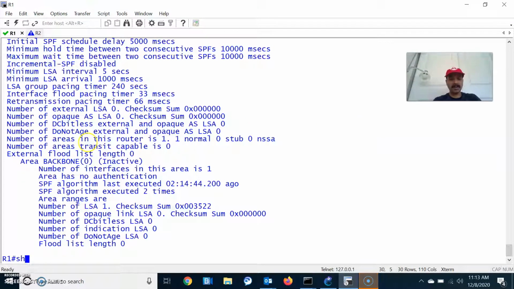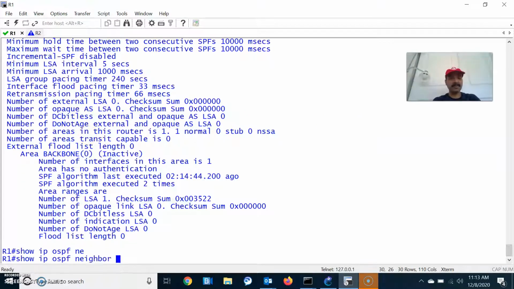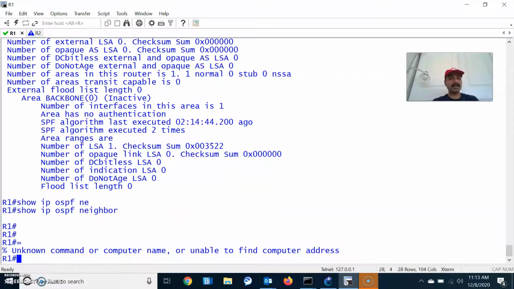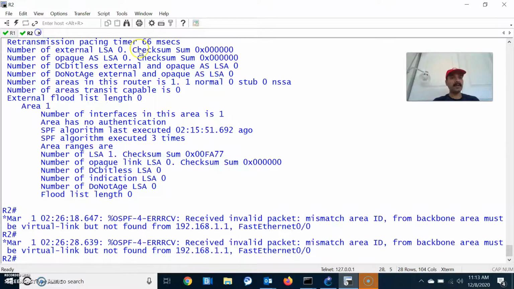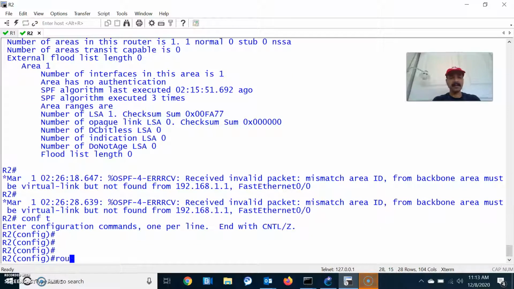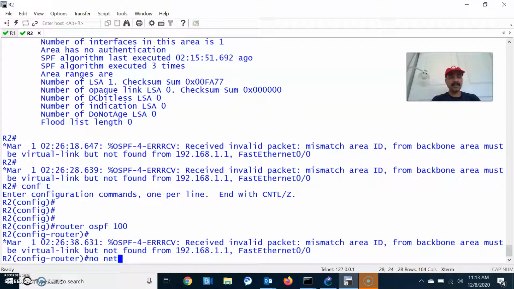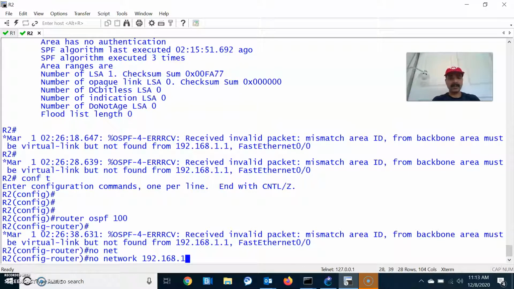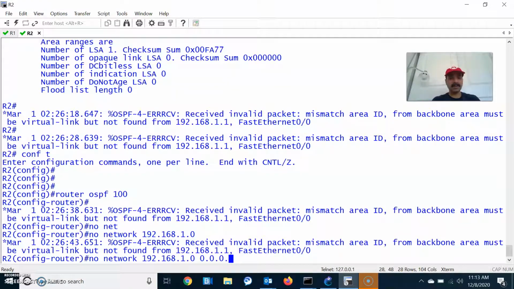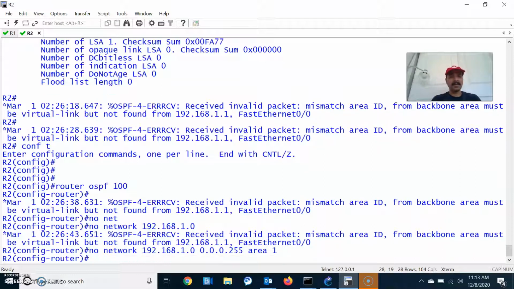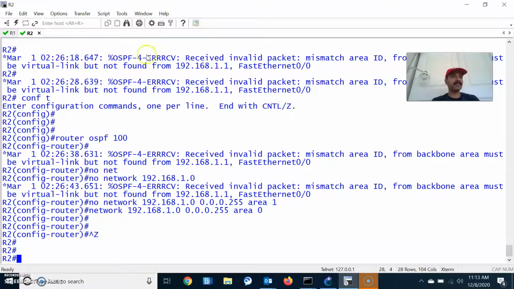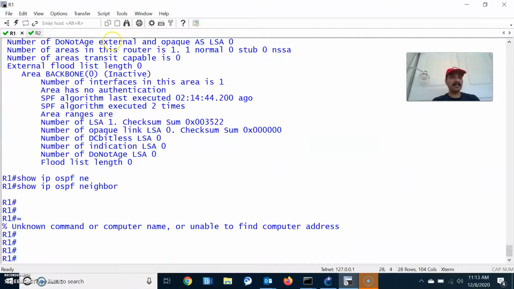So let us go to R1, show IP OSPF neighbor. So it is not forming the neighbor relationship, right? So now let us fix it. Go to R2 and go to router OSPF 100 and let us do no network 192.168.1.0 0.0.0.255. So I have to configure it in area 0, right? Both should be in area 0 to form a neighbor relationship. So let us fix the first issue and let us see the neighbor relationship.